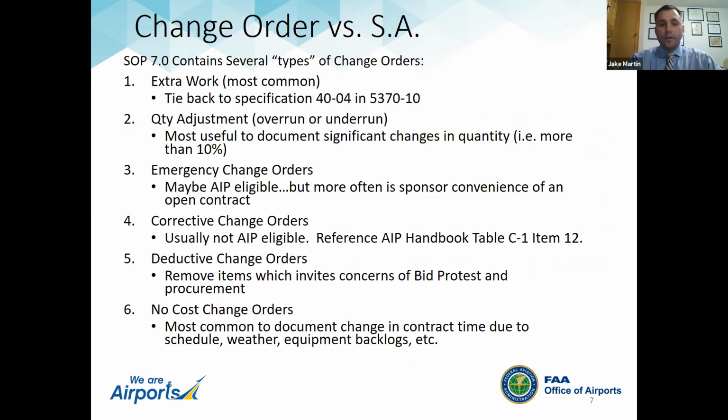SOP 7.0 has a pretty good description of the typical 6 change orders we see. The first 3 are the most common, and the last 3 are a little less common, but I'll walk through a couple of these. Extra work's obviously the easy one. There's additional work that was not identified in the plans and specifications, and anytime you have an extra work change order proposed, I'd refer you back to section 40-04 in the construction specifications. That talks a lot about exactly how extra work is defined.